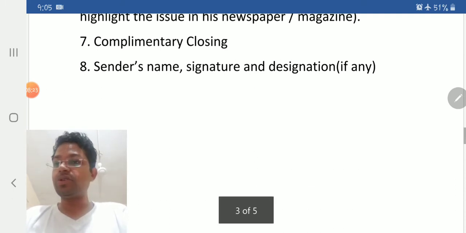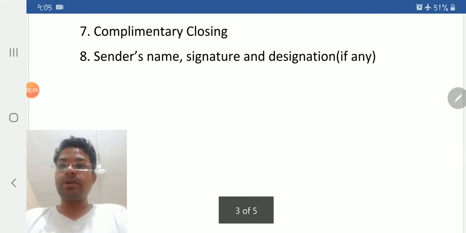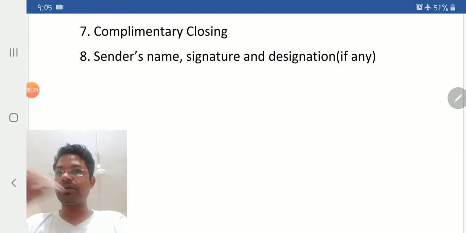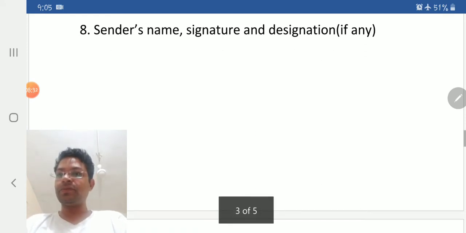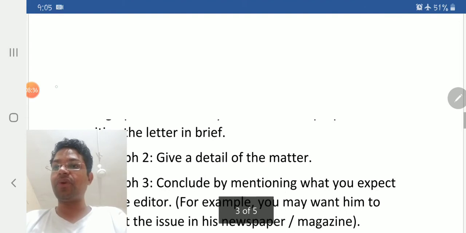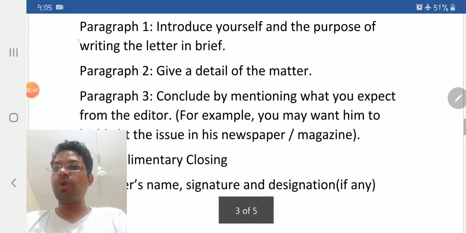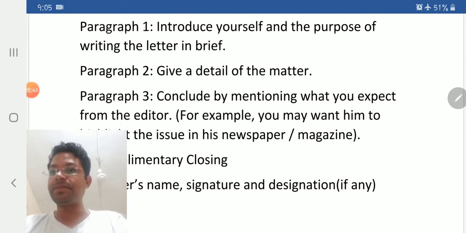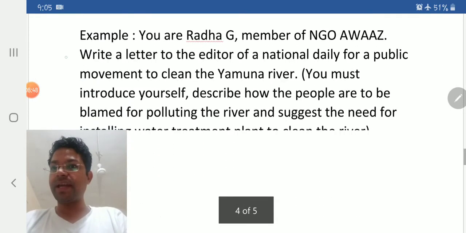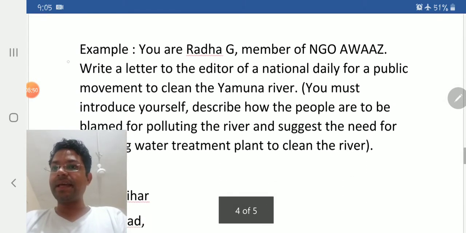For example, if you are a doctor, or anybody who is in a high position, then you will write your designation also. Okay, so these are the 8 points that you must remember in the format. The notes are given here, and if you want, I can also send this Word file to you so you can have these notes. Okay, now I have given one example also. So let's see the example.